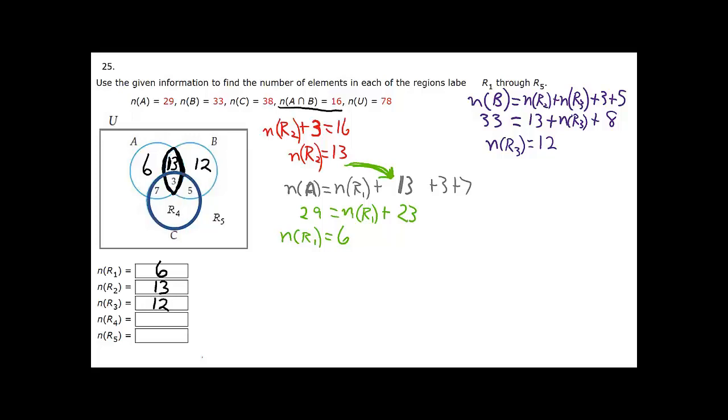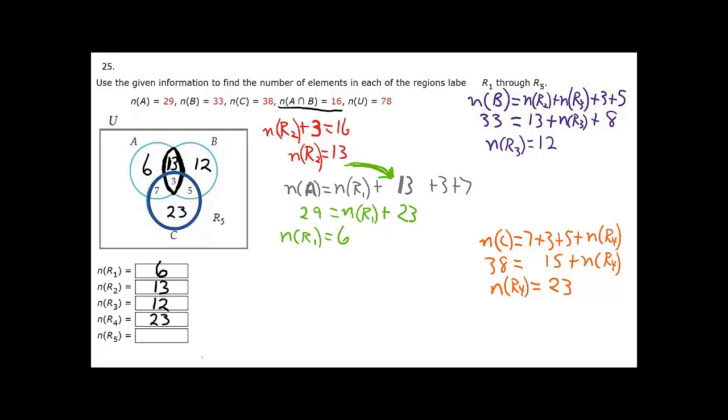And then you move to circle C. If you add up all those numbers, you're supposed to get 38. If you look back at the top, the number of elements in C is 38. So if you add up the 7, the 3, the 5, and whatever the elements in R sub 4 is, you get 38. Well, 7 plus 3 plus 5 is 15. If you subtract 15 from both sides, you get the number of elements in R sub 4 is 23.